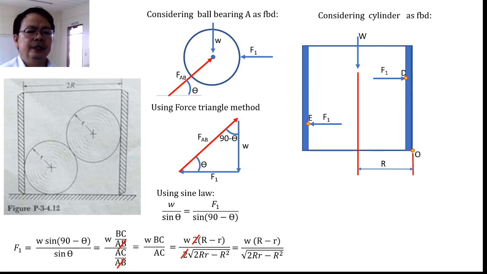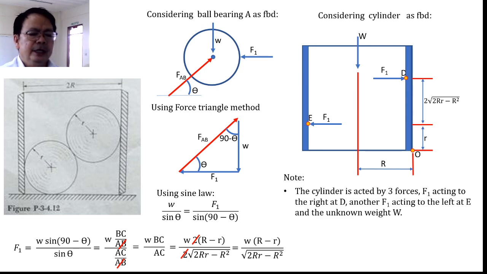Now it is important that we also define the distance of this D as well as A from O. So let us define that. Itong distance na ito actually is our AC, and that is already taken to be 2 times the square root of 2Rr minus r squared. Whereas this distance is the distance of A from the bottom, and that represents the radius of the ball bearing. Yun. Diba?